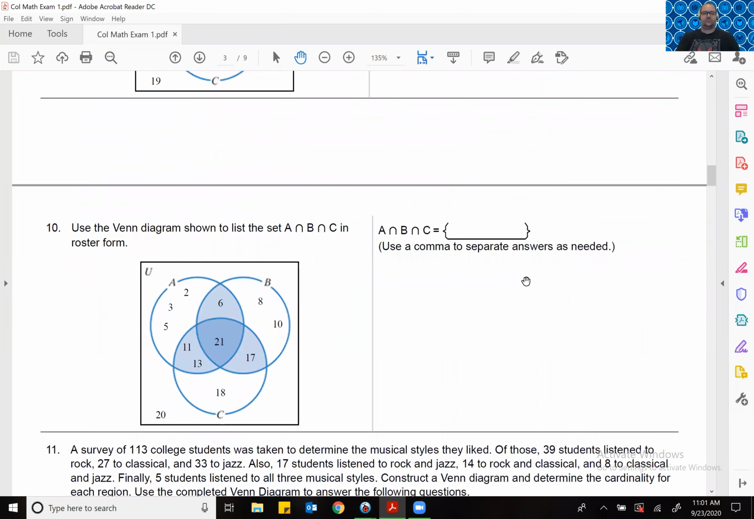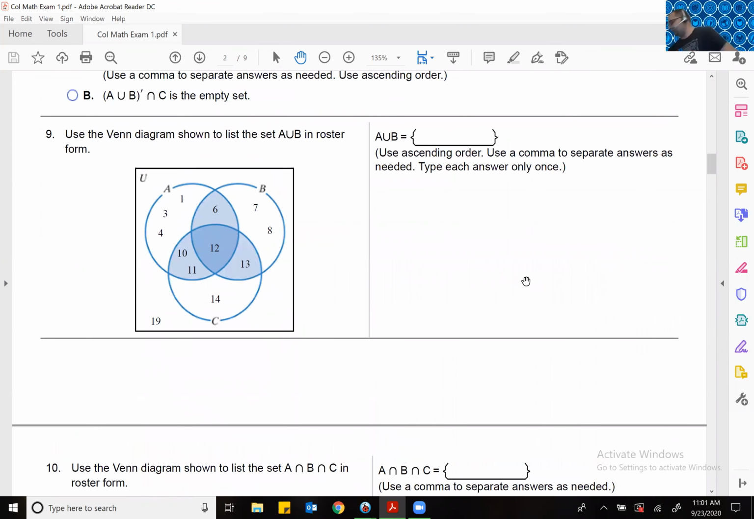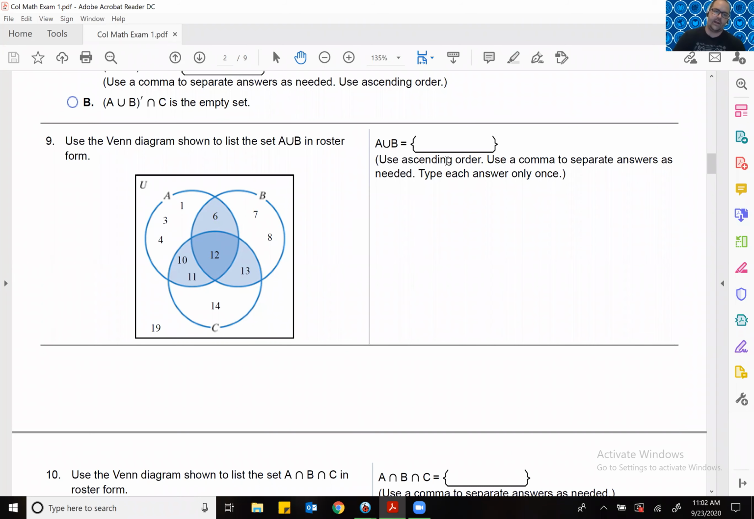Number 9. They kind of went easy on us. They actually gave us a Venn diagram, and all we have to do is figure out what is A union B. And if you notice, it says give it to us in ascending order. And all the answers I have been writing have been in ascending order, just so you know. So make sure that you watch that. So ascending means from lowest to highest.